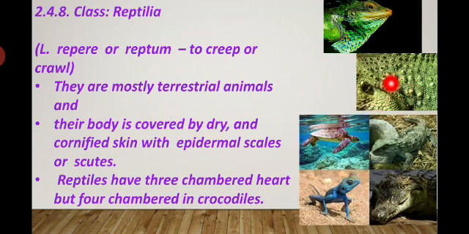Cornified scales. What do we term them? Cornified scales. Cornified skin with epidermal scales. This is what we term by the common name scutes. Reptiles have a three-chambered heart, and a four-chambered heart is present in some. For the four-chambered heart, for example crocodiles, the structure of the heart resembles that in human beings.